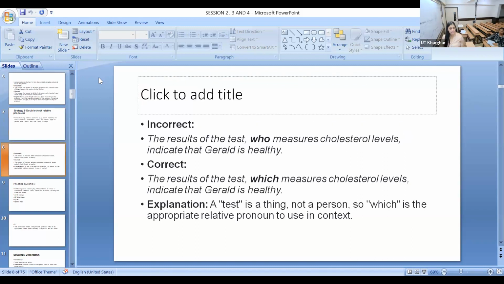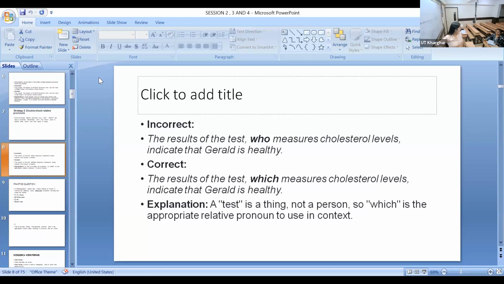Okay. Let's get an example. Adi, read out the incorrect one. The results of the test to measure cholesterol levels indicate that Gerald is healthy. Okay. Which is the results of the test. Test is what here? Thing. So what should we write with thing? Which.